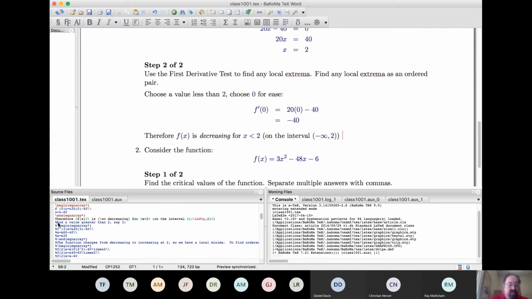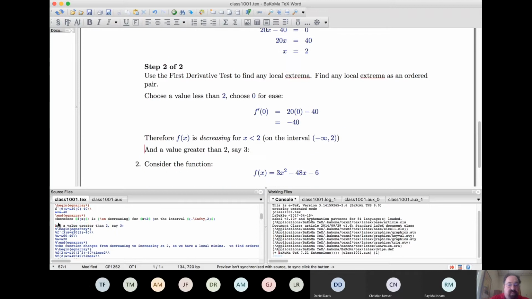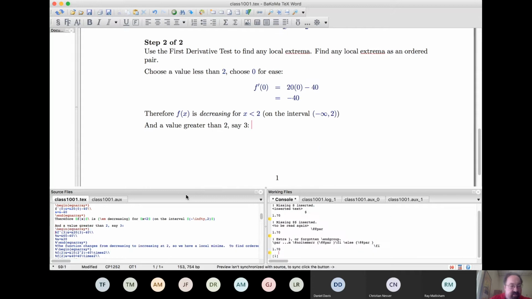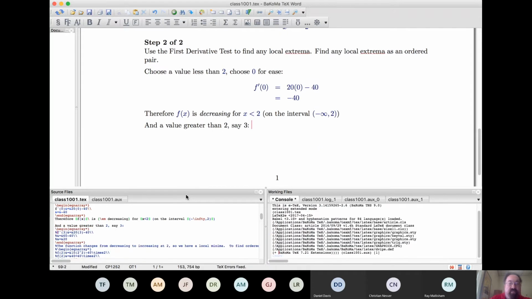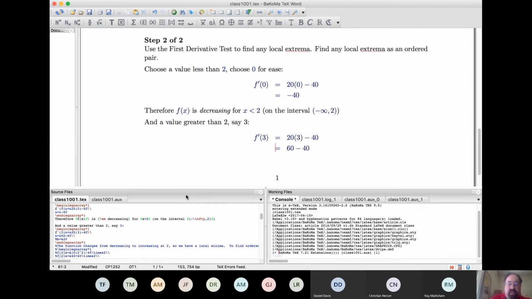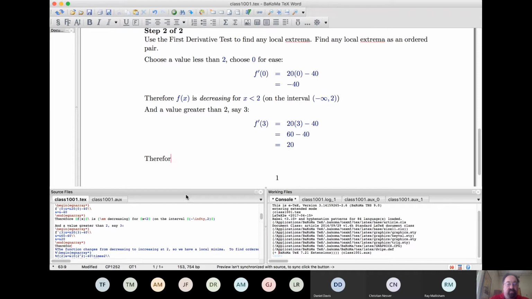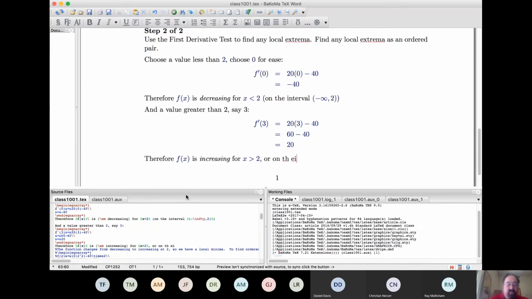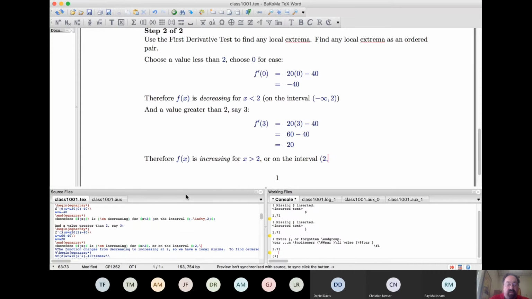And then we choose another x value that's greater than 2. So again, whatever you like. So 3 in this case. Now we plug that into the derivative, and we get a positive value. So it's increasing for x greater than 2, or in the interval 2 to infinity.